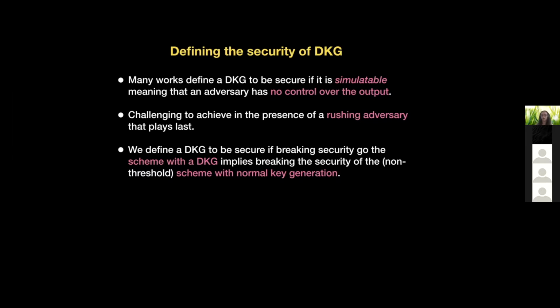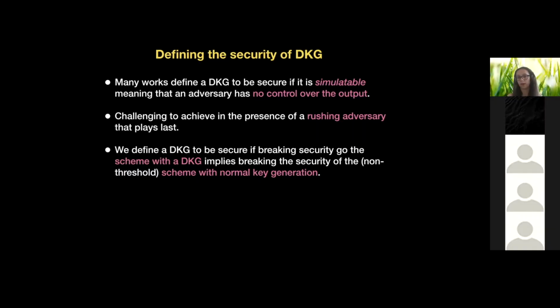The problem with this as a definition is that it's actually very challenging to achieve when an adversary can play last. So basically, if I'm a malicious party and I want to mess with things, if I always am the last contribution to the full DKG, then I can always change my contribution such that, let's say, the first bit of the public key is 0. This is something I can do.